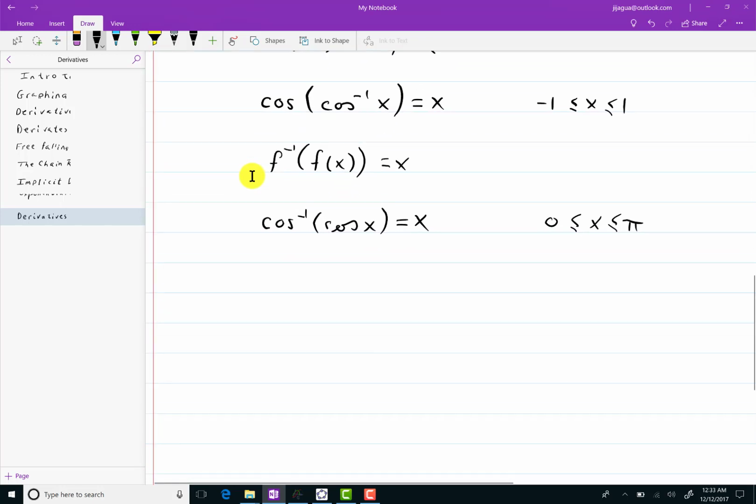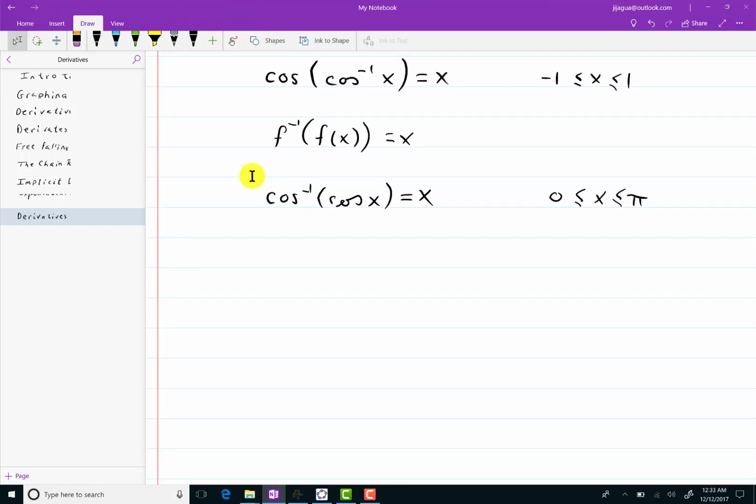So let's develop a derivative. All I'm going to do is develop derivatives, talk about some theory, domains and ranges, all that kind of stuff, and then we'll do examples in the next video. So let's start with this equation here. I'm going to take the derivative of both sides of that. So I'm going to take the derivative d over dx of cosine inverse of x equals d over dx of x.